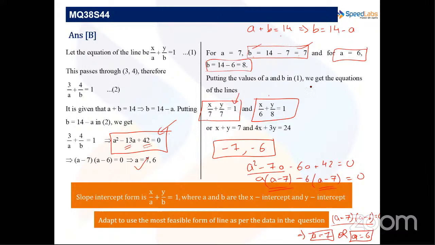What concepts did we require in this question? First, equation in intercept form. So in intercept form, the equation is x upon a plus y upon b equals to 1. Okay. Now let's move to our next question.